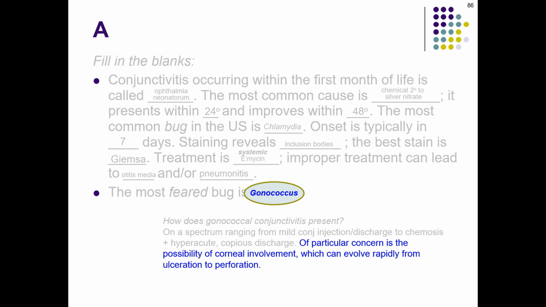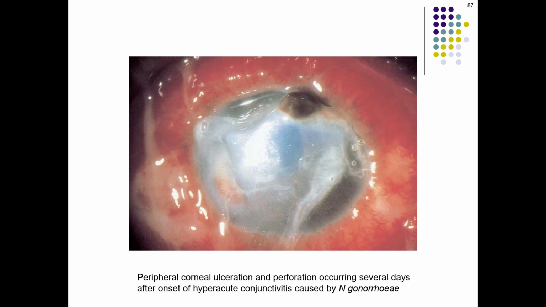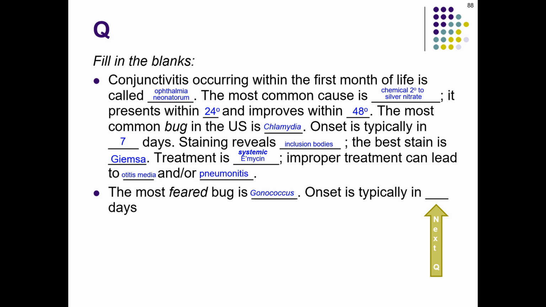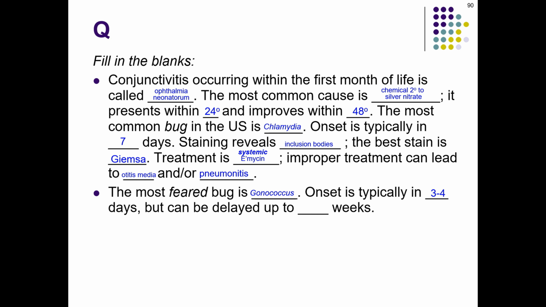Because there is a possibility of corneal involvement that can rapidly evolve to ulceration and perforation. And this is an example where you see peripheral corneal ulceration with perforation that just happened several days after the onset of hyperacute conjunctivitis caused by Neisseria gonorrhoeae. And the onset of Neisseria gonorrhoeae ophthalmia neonatorum typically happens within 3 to 4 days of life. But this presentation can be delayed up to 3 weeks.